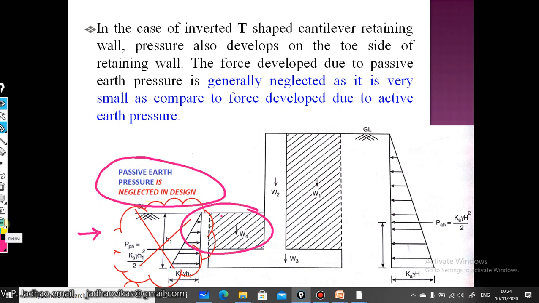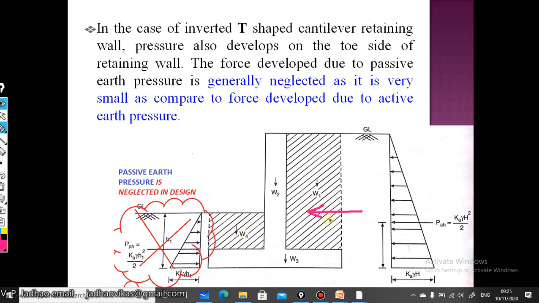This passive earth pressure is neglected in the design because the depth of the soil on the opposite side of the retaining wall is very small, and therefore the pressure acting on the retaining wall is small. Therefore we neglect this passive earth pressure for design purposes. It would still provide some stability to the retaining wall, because the active earth pressure acts in this direction and the passive earth pressure acts in the opposite direction.